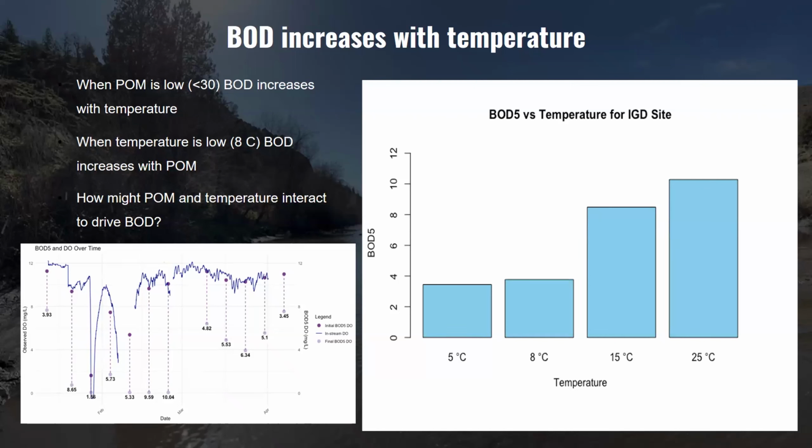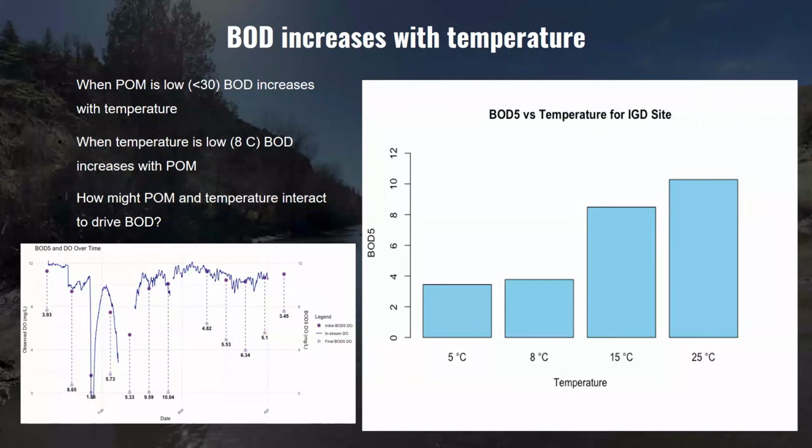whereas under high organic matter but low temperatures, like here, when we're incubating at 8, but our carbon values are quite high, we have about 10 to 11 milligrams per liter. So there is opportunity here to explore how temperature and organic matter might interact to drive BOD, which I'm excited to dive into this summer.